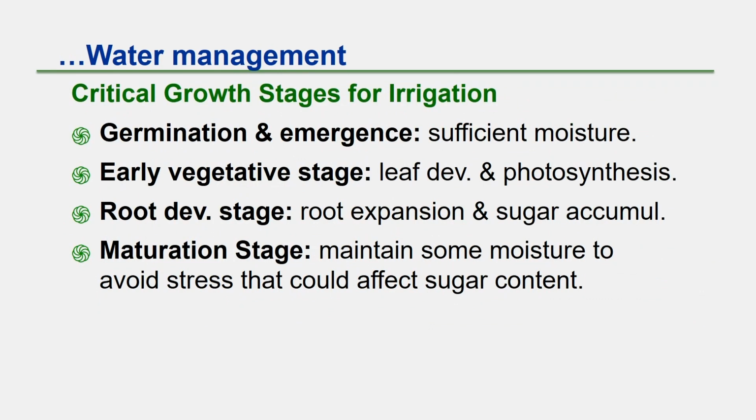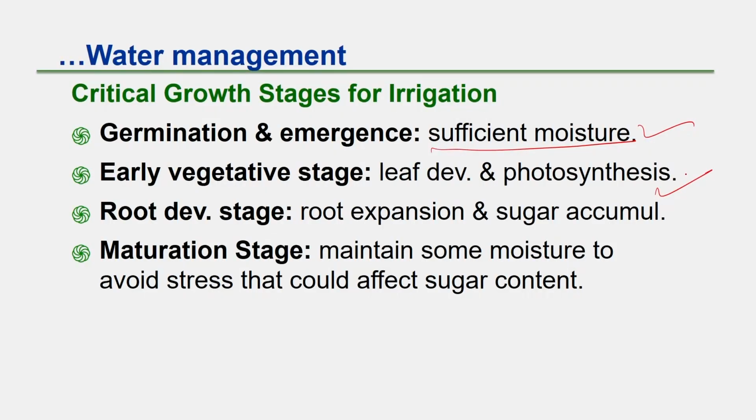Now, let us check the critical growth stages for irrigation in sugar beet. Germination and emergence, there has to be sufficient moisture. It is also a critical stage. Do you understand what we mean by critical stage for irrigation? Its meaning is that when you do not apply water or irrigation at a particular stage or at a particular time of the crop growth, then there will be a significant or very high reduction in the yield or productivity. That particular stage may be called a critical stage for irrigation.